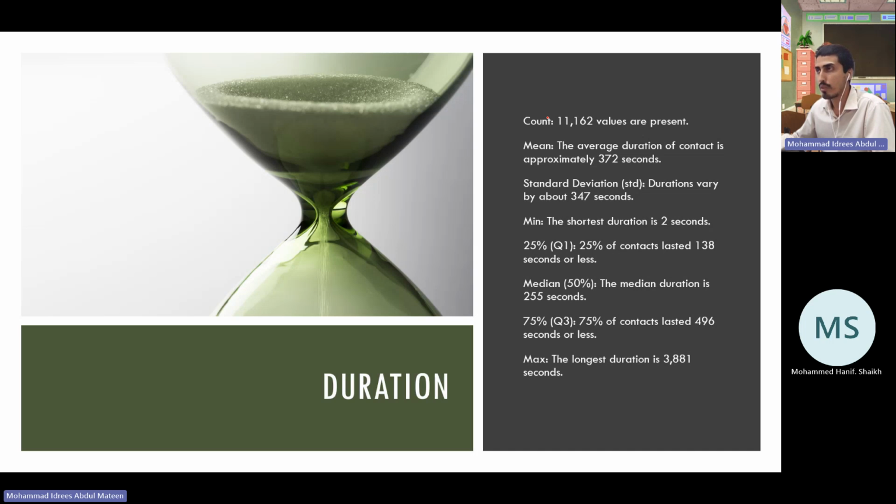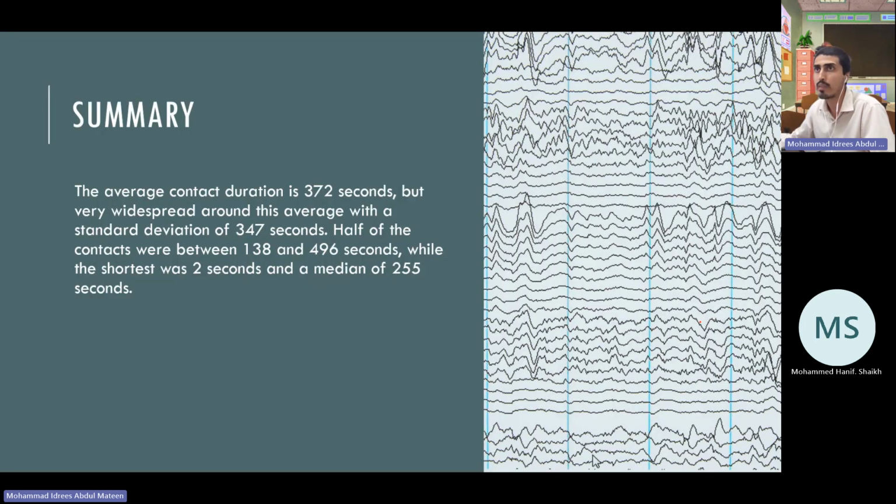And what was the duration of the call? 25% of contacts lasted 138 seconds, while 75% of contacts lasted 496 seconds. What is the summary of that? The average contact duration is 372 seconds, but very widespread around the average, with a standard deviation of 346 seconds. I will relate these standard deviations in a later video, how they can give us the complete overview. Half of the contacts are between 138 and 496 seconds, while the shortest was 2 seconds, and the median was 255 seconds.